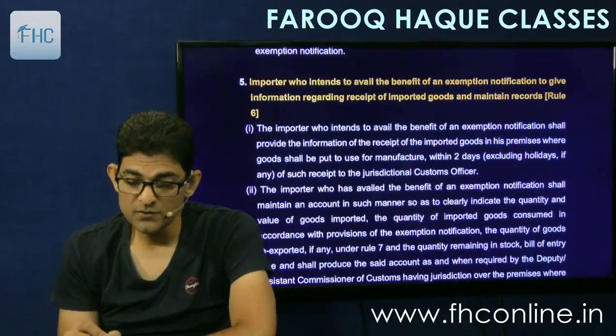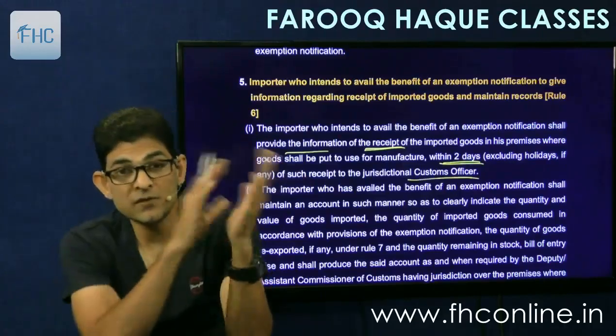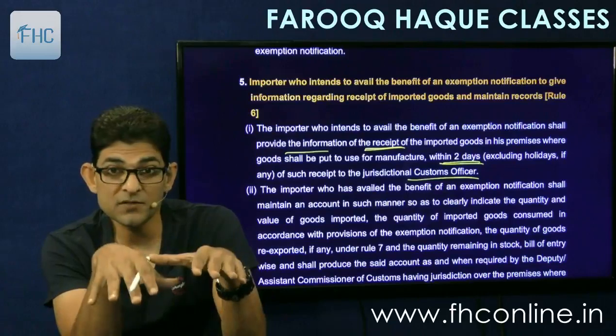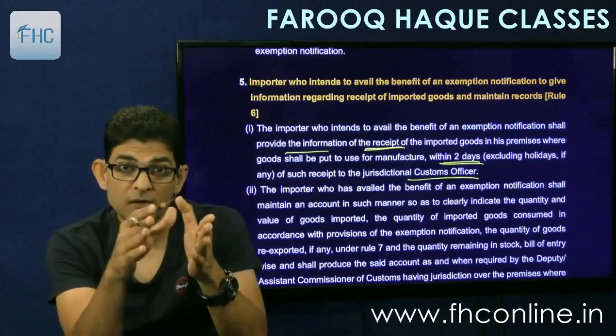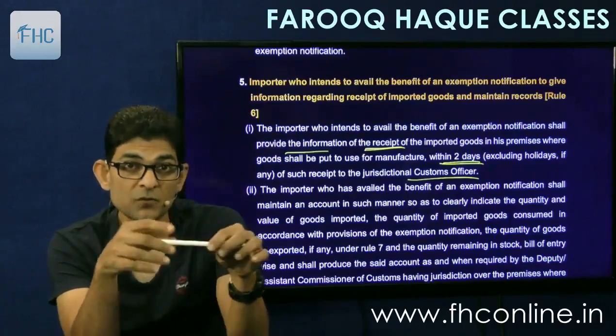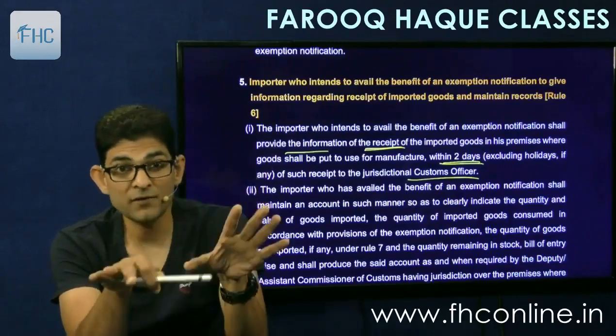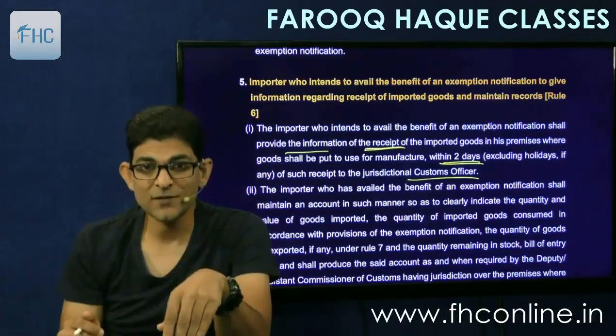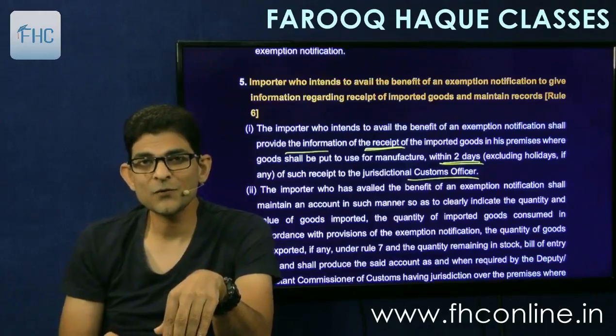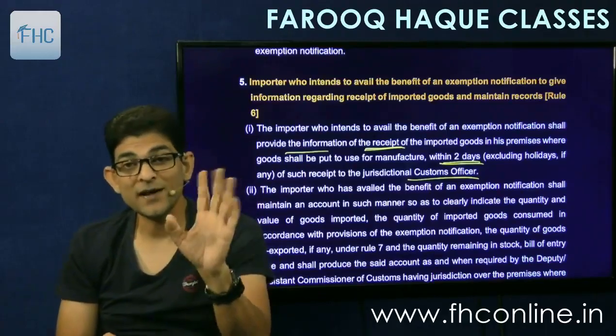Then the importer who intends to avail the benefit of the notification shall provide the information of the receipt of imported goods in his premises, where goods shall be put to use for manufacture, within 2 days excluding holidays of such receipt to the jurisdictional customs officer. Now as the goods will reach my factory or my premises, I will inform the local customs officer, the jurisdictional customs officer, within 2 days that the goods have arrived. Thanks for your approvals and thanks for your coordination. The goods have finally arrived.